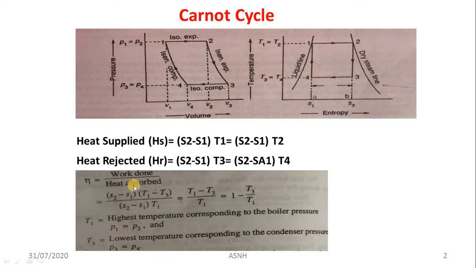In the denominator, the heat absorbed is S2 minus S1 into T1. T1 and T2 are both the same, no doubt, so here I take T1. Now at the end we get efficiency as T1 minus T3 upon T1, which means 1 minus T3 upon T1. So this is the main efficiency of the Carnot cycle.